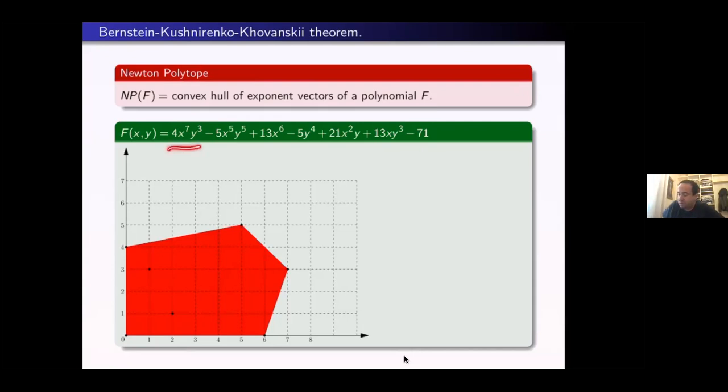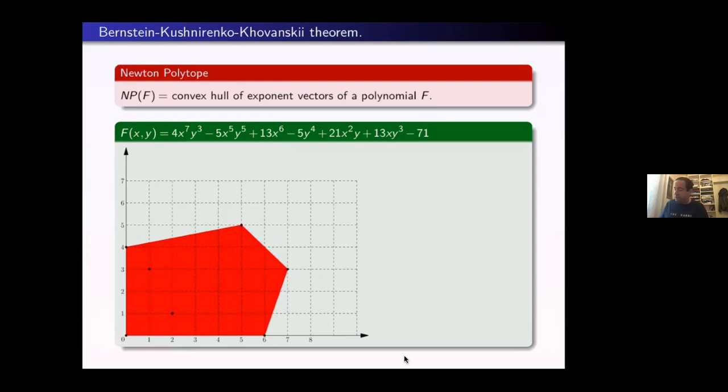So this is for me (7, 3), here it is. This is for me (5, 5), here it is. This is for me (6, 0), here it is. And so on. And this is for me, by the way, (0, 0). I literally put those exponents in the grid, so all the vertices are integer numbers. So it's an integer polytope and I connect them. By the way, if you notice, some of the points get eaten because I take a convex hull, so some of those points get eaten and you get a lot of new ones. That's what's called the Newton polytope.